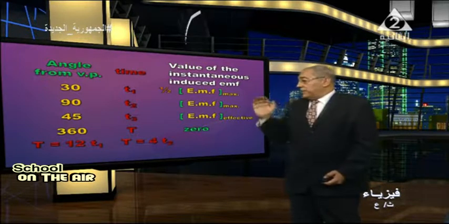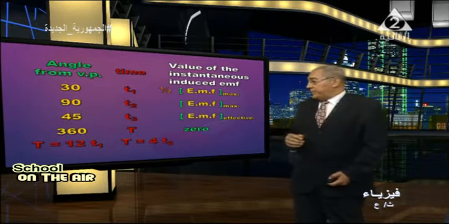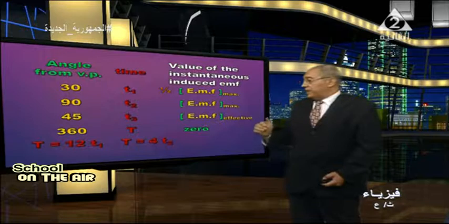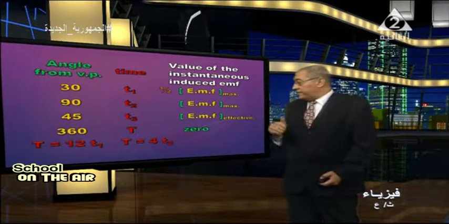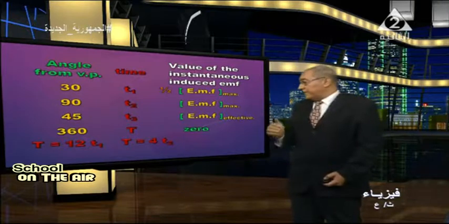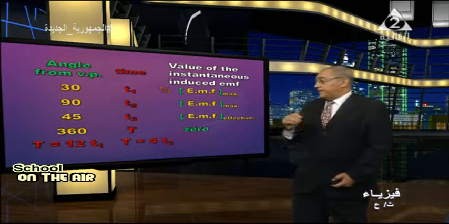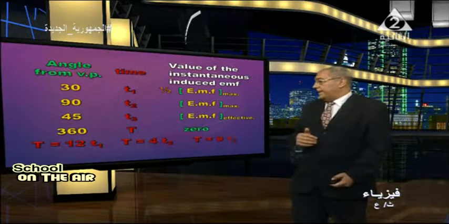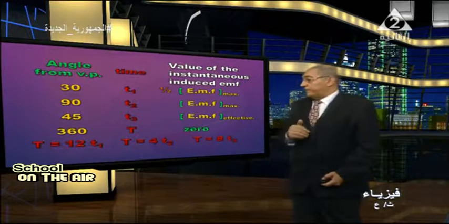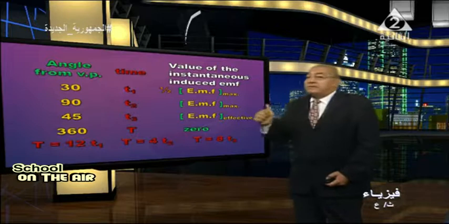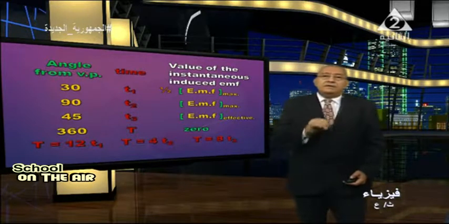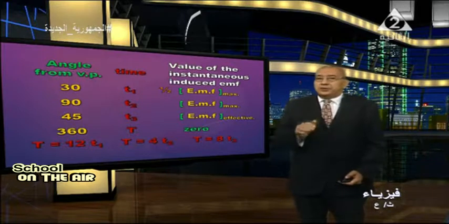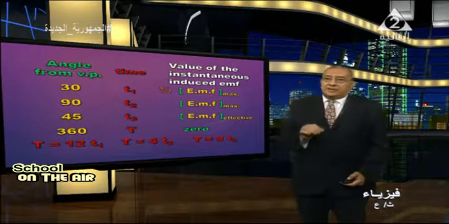So comparing periodic time with T1, the time to half the maximum, it is 12 times. Comparing periodic time with the time to the maximum, it is 4 times as great. Periodic time to the effective, it is 8 times as great as the time of the effective. These are important things. You should know it and you should write it down.